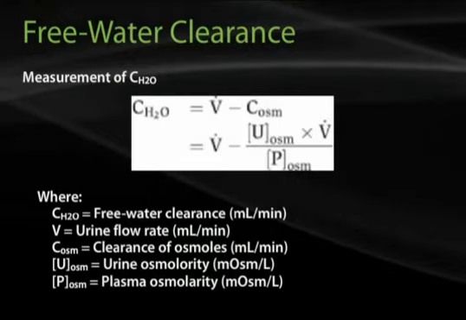Once again, C subscript H2O is free water clearance measured in milliliters per minute. The V is the urine flow rate in milliliters per minute. C subscript osms is the clearance of osmoles in milliliters per minute. The urine osmolarity is measured in milliosmoles per liter, and the plasma osmolarity is also measured in milliosmoles per liter.